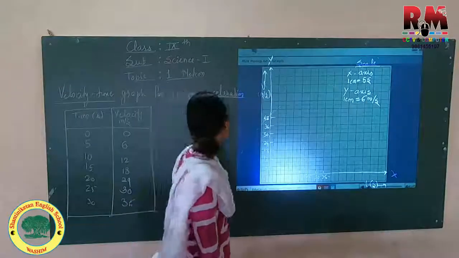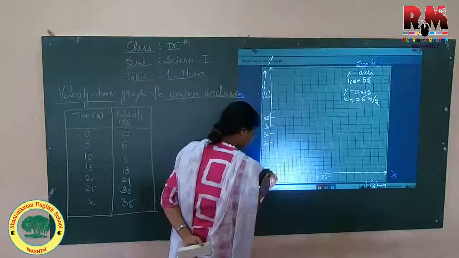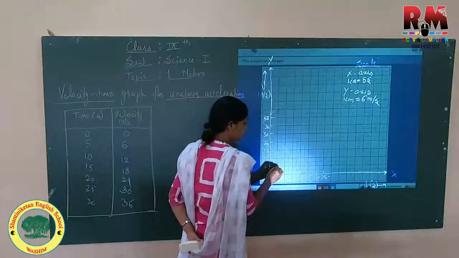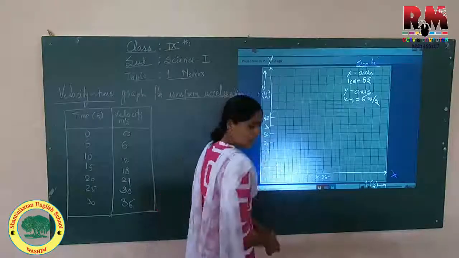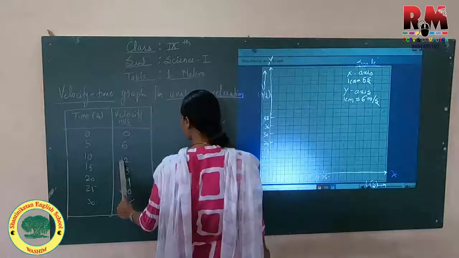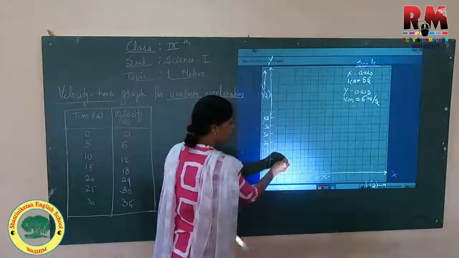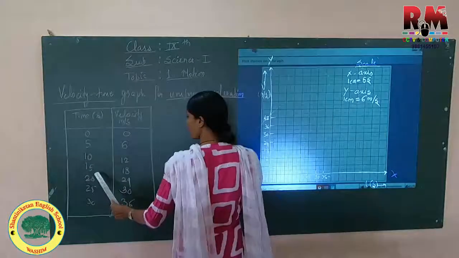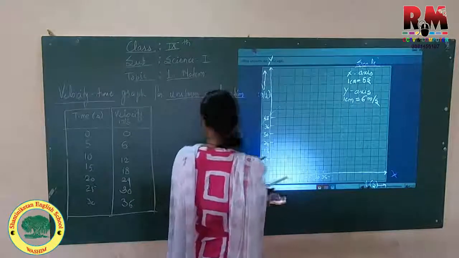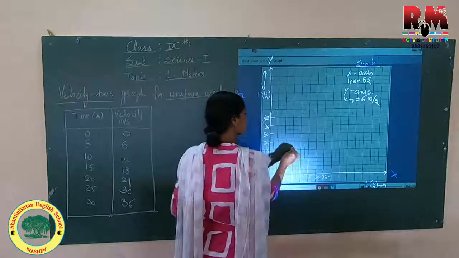Okay, now let us plot the graph. At 0, your first value is at 0, plot it. At 5 seconds, it reaches 6. Now next, at 10, it is 12. Okay. Next is 15. At 15 seconds, it is 18, not 12.